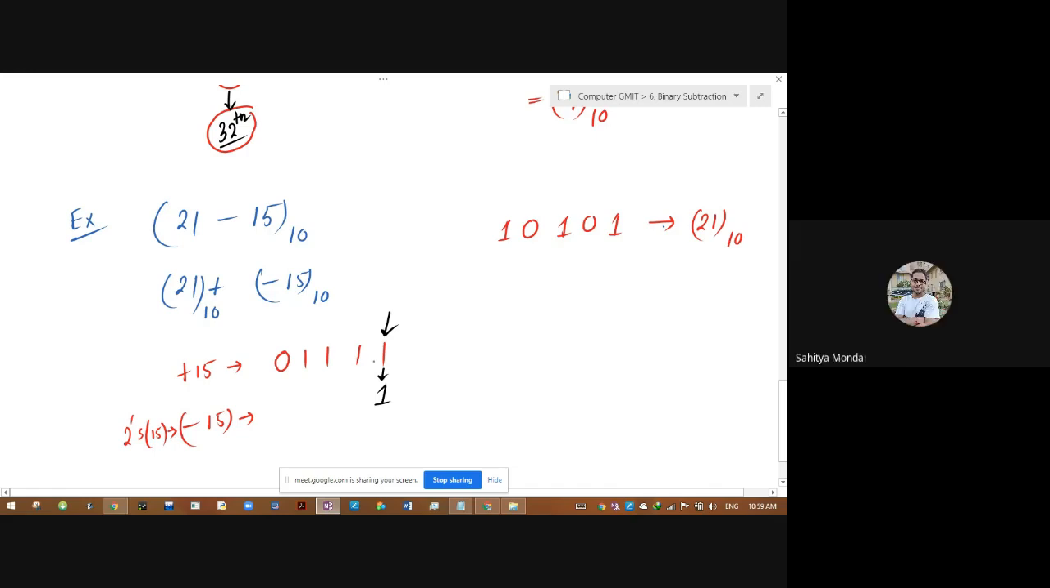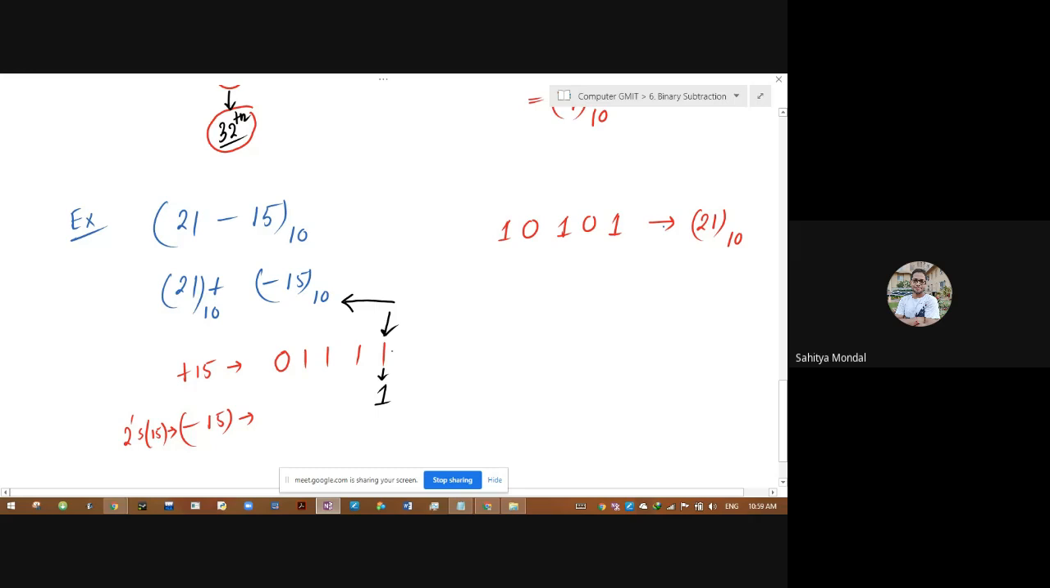Without the 1's complement plus 1, we have a small way that we can directly convert to the 2's complement. That is much faster than adding the extra 1 to the 1's complement. So what is the rule? The rule is that from the right hand side to the left hand side, we will scan each bit.